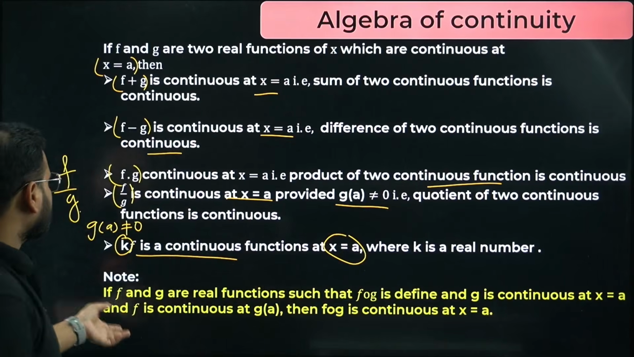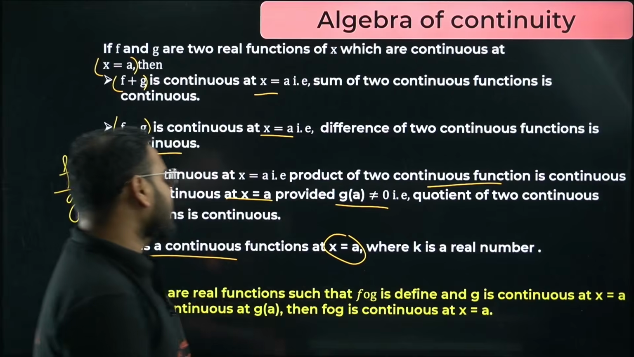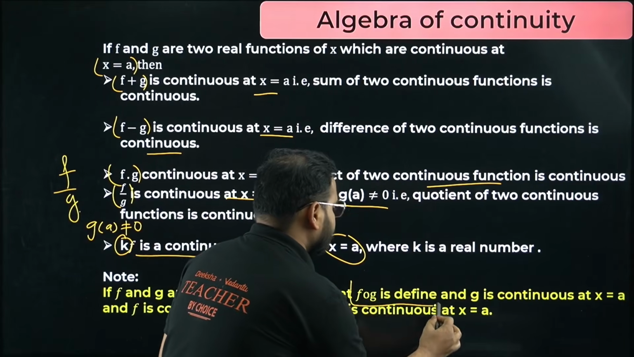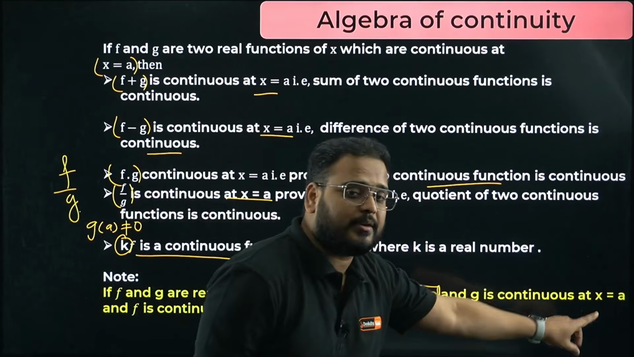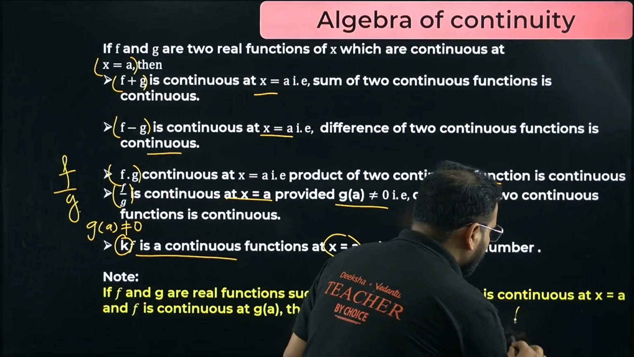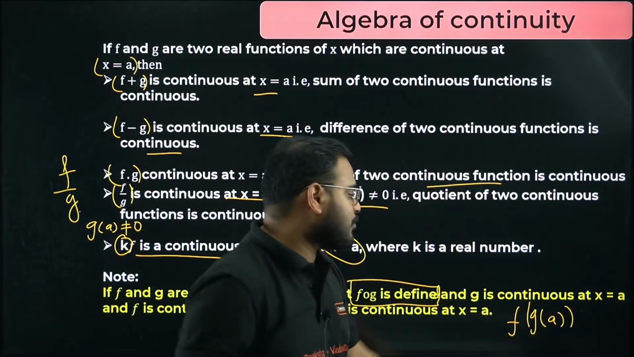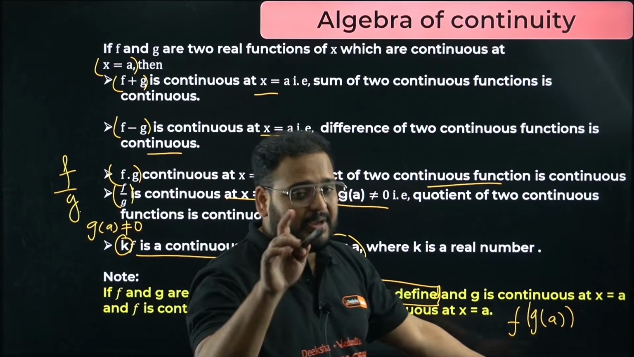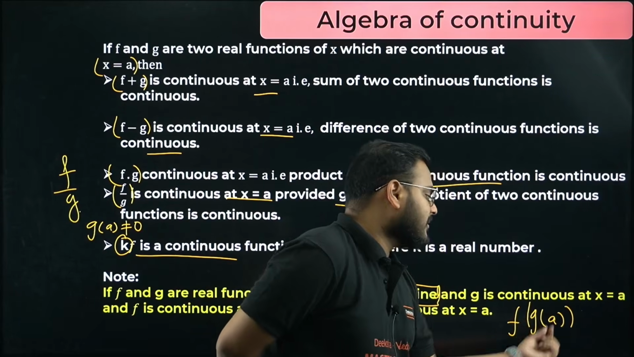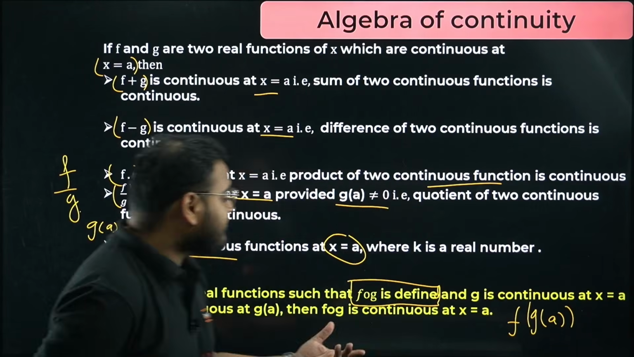Now note, if f and g are real functions such that fog is defined, and g is continuous at x equals to a. How does g come in? Because we are writing f of g of a, fog of a. So g should be continuous at a and f should be continuous at g of a. I'll repeat, g should be continuous at a and f should be continuous at g of a. Then we can say fog is continuous.